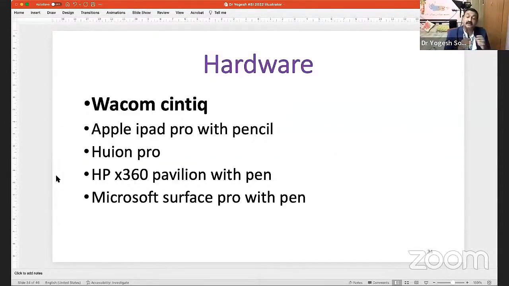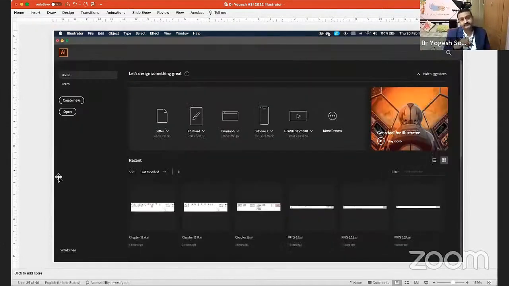Actually, there are other hardwares also available. One is the Apple iPad Pro with the pencil. One is the Huion Pro XP-Pen, the 360 Pavilion laptop comes with a pen that can be used. Microsoft Surface Pro is also available. So there are a lot of hardwares, but I feel that Huion and Wacom Cintiq are the best because they give the feel of paper. The paper feel should be there to draw with the pencil. Then only we can have the best movement of the hands.